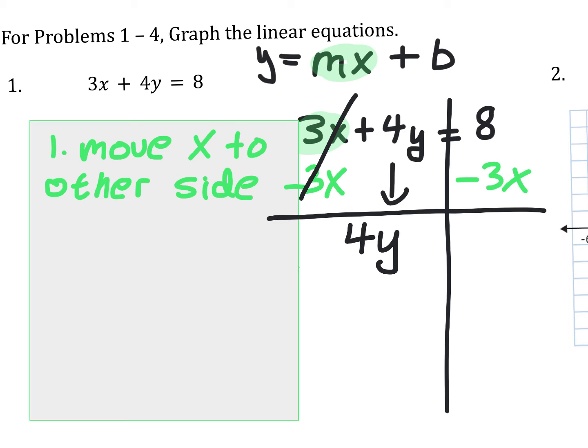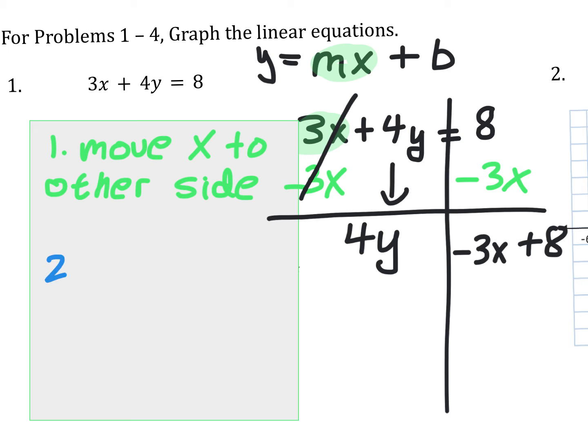So hopefully you recall from previous lessons that you can't combine a variable and a number because they're not like terms. So we're just going to have to keep the 8 and the minus 3x as two separate terms. And because in slope-intercept form, x comes before the b, I'm going to write the minus 3x first. So minus 3x plus 8. So the first thing we did is that we moved that x over to the other side.